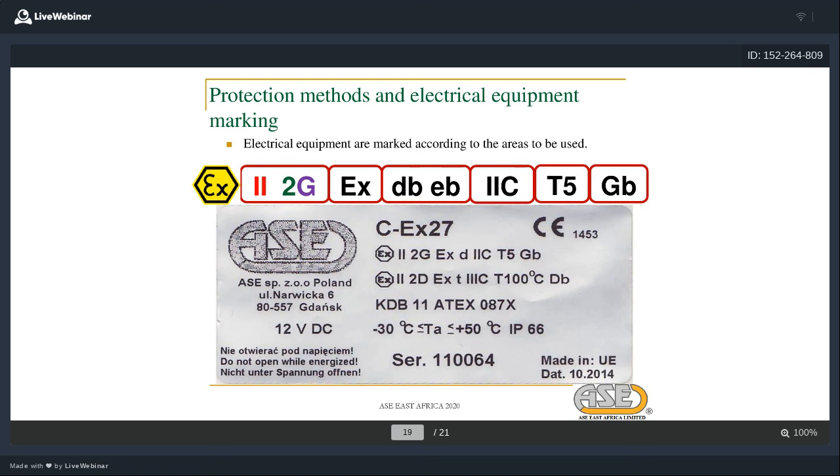And what is the difference between EX and Ex? EX is explosion protected, and Ex is equipment compliant with European directive standards, or with IEC, the International Electrotechnical Commission. Yeah, that's CE, whatever.